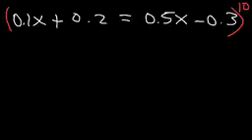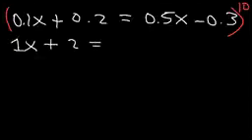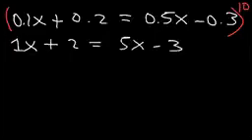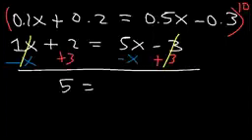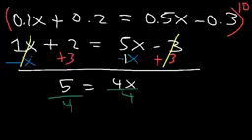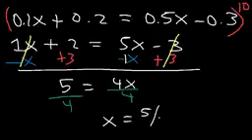0.1 times 10 is 1, so we have 1x. 0.2 times 10 is 2. 0.5 times 10 is 5. 0.3 times 10 is 3. So now let's subtract both sides by x, and at the same time let's add 3 to both sides. So 2 plus 3 is 5. 5x minus 1x is 4x. So now we just got to divide both sides by 4. So x is 5 over 4.